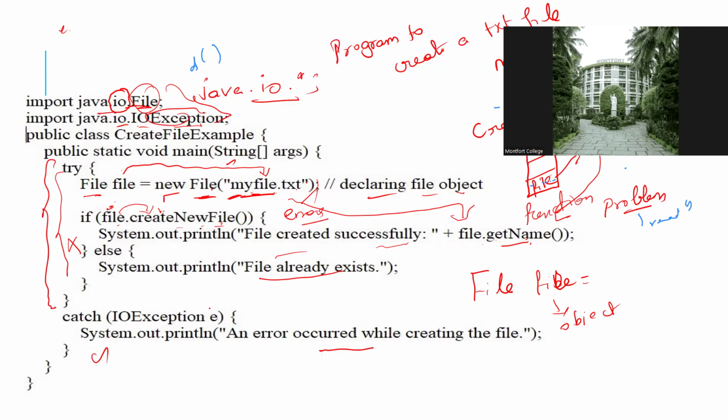We know how the catch block works. So for IOException, we have to create one variable. That variable is going to hold the error that is generated. Then it is going to print: An error occurred while creating the file. So this is all about creating files. When you create the file, these are the things we have to follow.